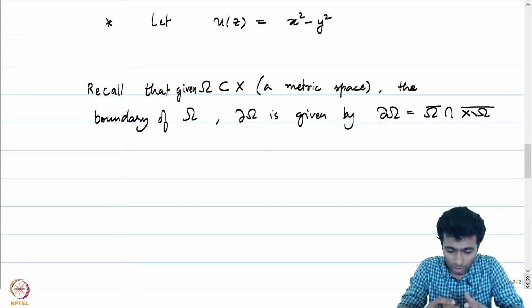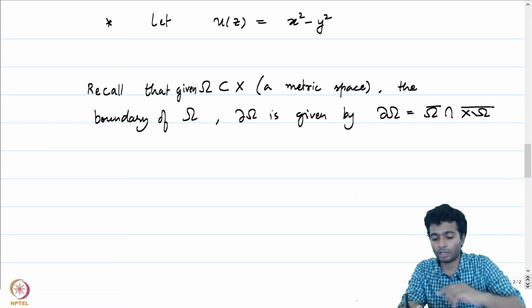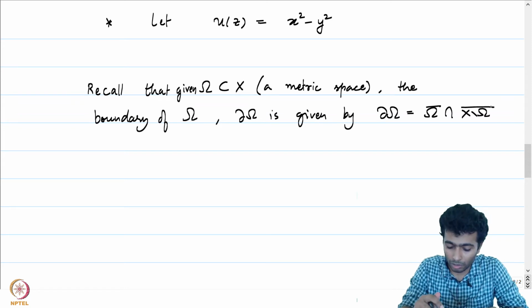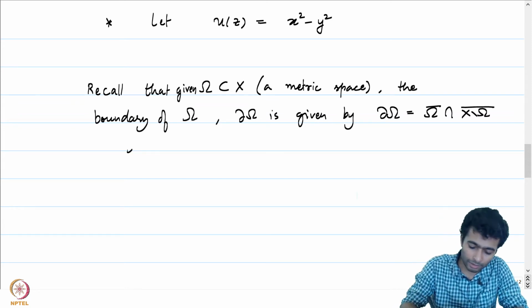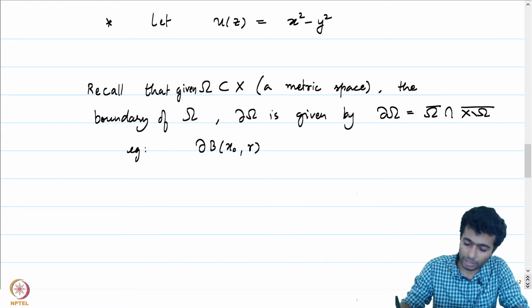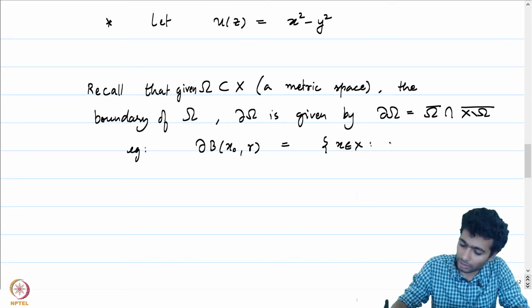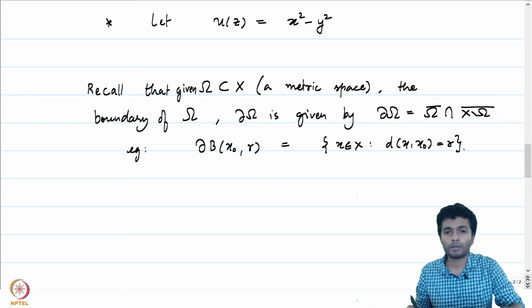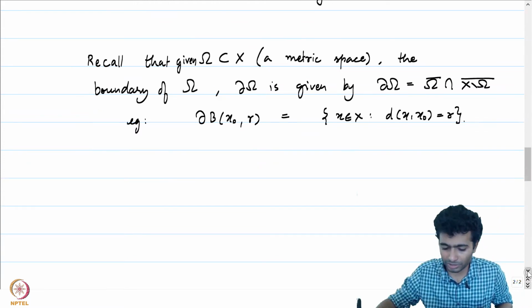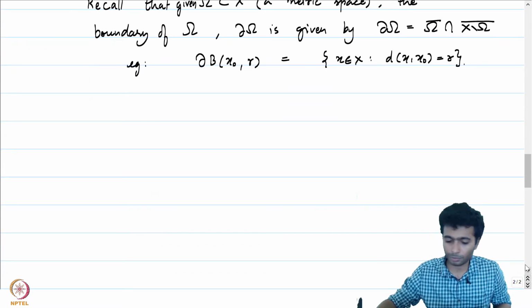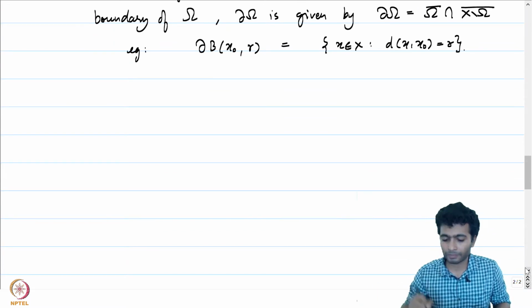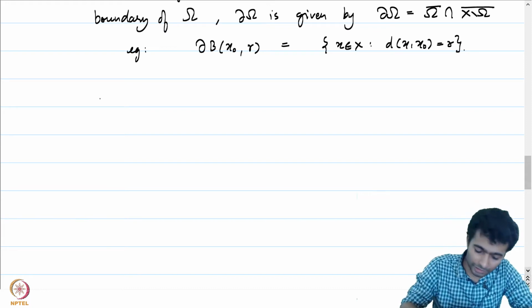If you look at a ball, its boundary is going to be the circle of radius r. So the boundary of the ball of radius r around x naught is just the set of all x in capital X such that the distance of x from x naught is equal to r. This is exactly going to be the boundary. Let me not spend too much time on this. This is a topological notion which you must be familiar with. Let me now state the maximum principle which I was talking about.